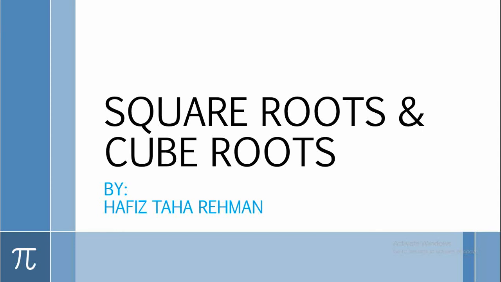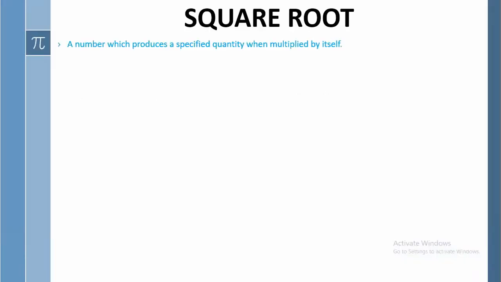Now moving ahead, first of all we need to find the square roots. A square root is a number which produces a specified quantity when multiplied by itself. When you multiply two similar values, 2 by 2 you will get 4, 3 by 3 you will get 9, 4 by 4 you will get 16. So when you multiply two similar values you will get a square, and those two values which are multiplied together are known as the square root of that particular square.